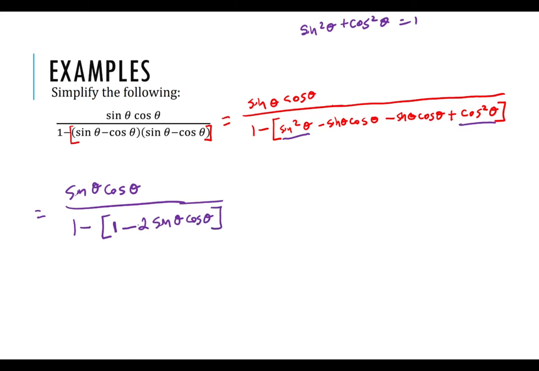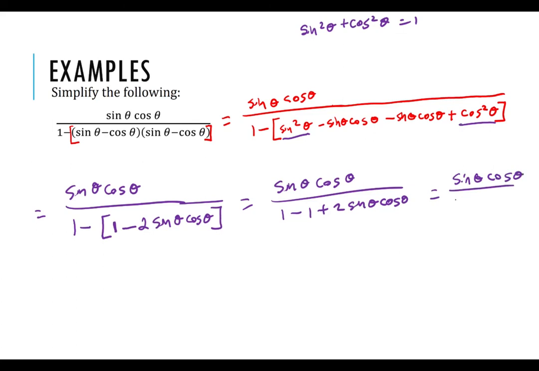And then notice that that minus I can now distribute. That's then going to be sine of theta cosine theta divided by 1 minus 1 plus 2 sine theta cosine theta. Well, 1 minus 1 is 0, and so I get sine theta cosine theta divided by 2 sine theta cosine theta. But then sine of theta divided by sine of theta, that's 1. Cosine theta divided by cosine theta, that's 1. And so I get 1 times 1 divided by 2, which is really just going to be 1/2. So that's a pretty good simplification.